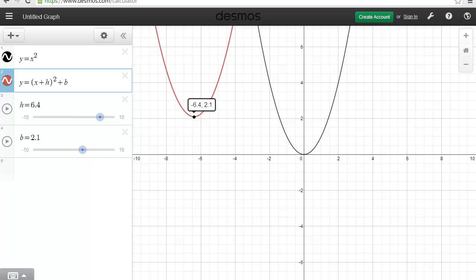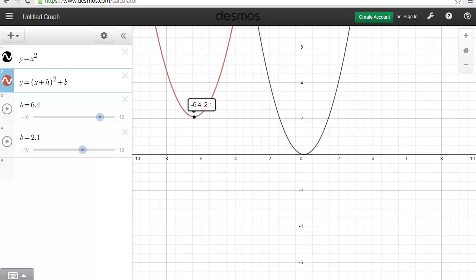So that's important for two reasons, and one is that we can easily find a vertex, and the other is that this format is very helpful, and to get a standard format quadratic into that format, we will need completing the square. But we'll deal with that later.